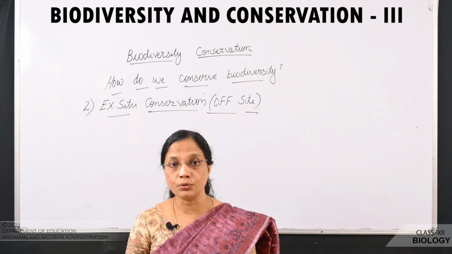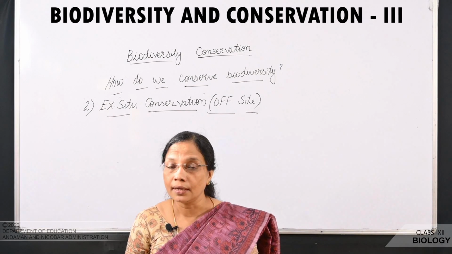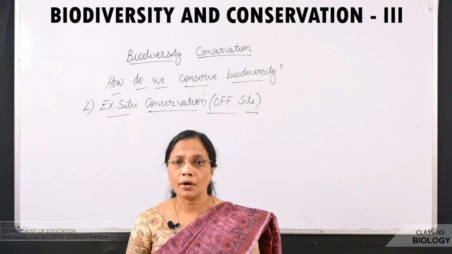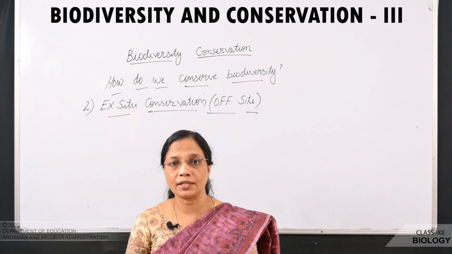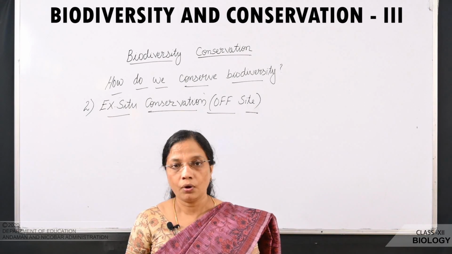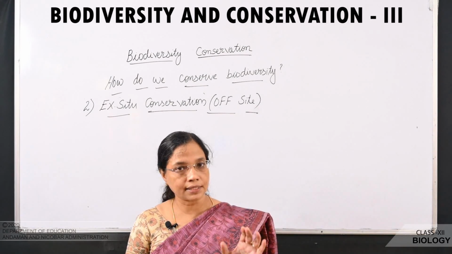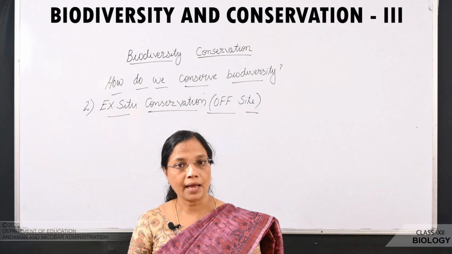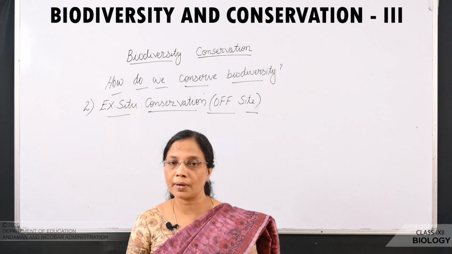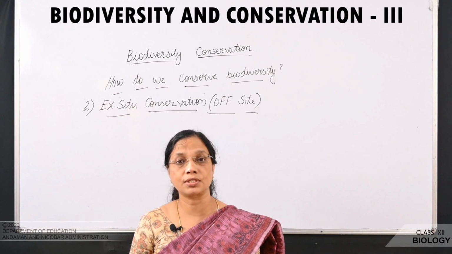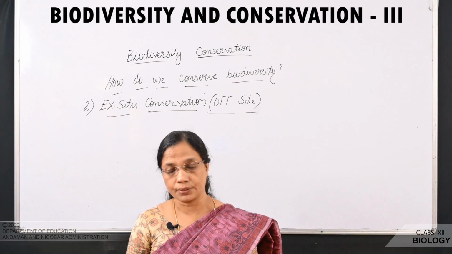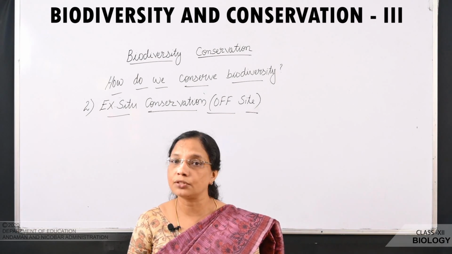Their number is reducing day by day because of illegal killing. Now they are not safe in the natural or wild habitat. So these tigers are taken from the forest and conserved in an enclosure by providing all the conditions similar to that of nature. That is known as ex situ conservation.